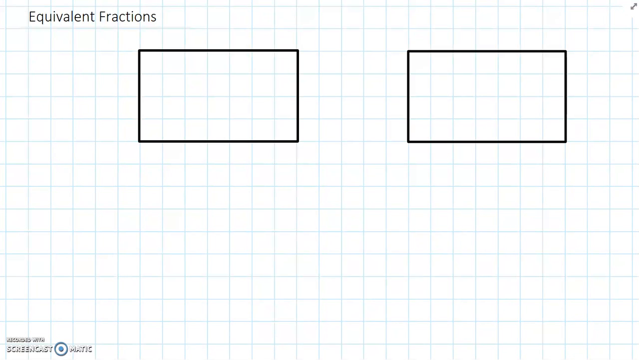Okay, once we understand how fractions work, that they're parts of a whole, divided into equal parts, we can now start thinking about equivalent fractions. And equivalent fractions are fractions that are the same size as each other. So some fractions can actually be the same as each other. Equivalent fractions are the same size or the same value.